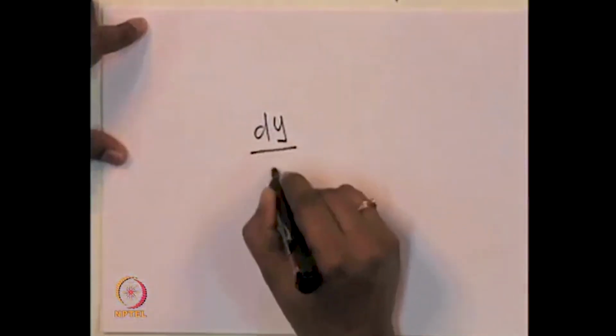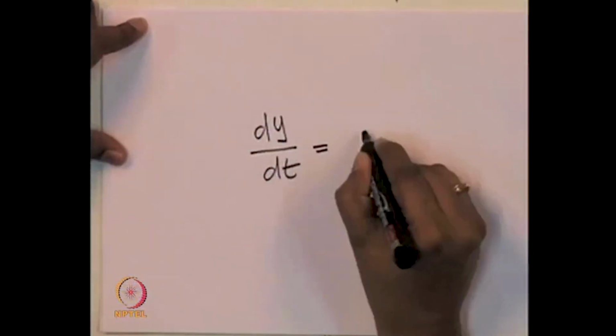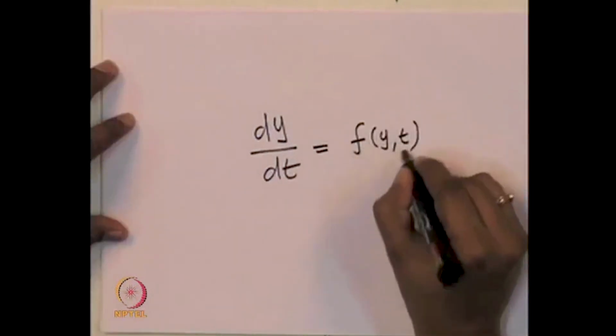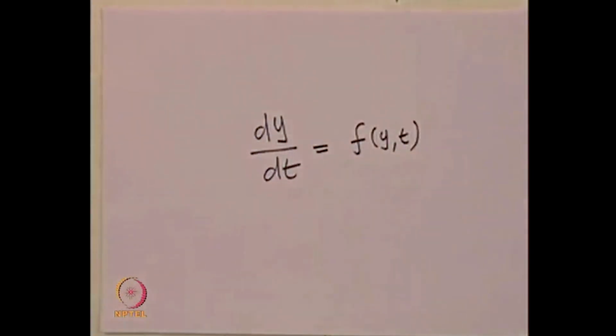We will go ahead from where we stopped in the last lecture, where we discussed simple differential equations of the form dy by dt is some function f of either y or t, something of this form. Such differential equations, as we said, are called ordinary differential equations.